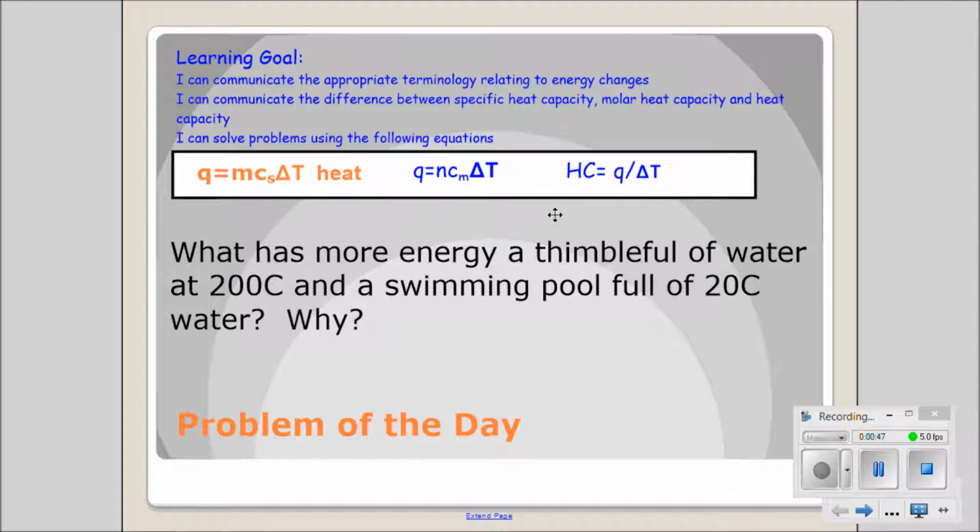That was probably a lot of terms to throw at you in a minute, but let's start from the basics. Ask yourself this question, and we'll answer it in class tomorrow. What has more energy, a thimbleful of water at 100 degrees Celsius? It's impossible to really have water at 200 degrees Celsius, so we'll say 100 degrees Celsius, or a swimming pool of water at 20 degrees Celsius? What has more energy and why? Take a moment and think about it.